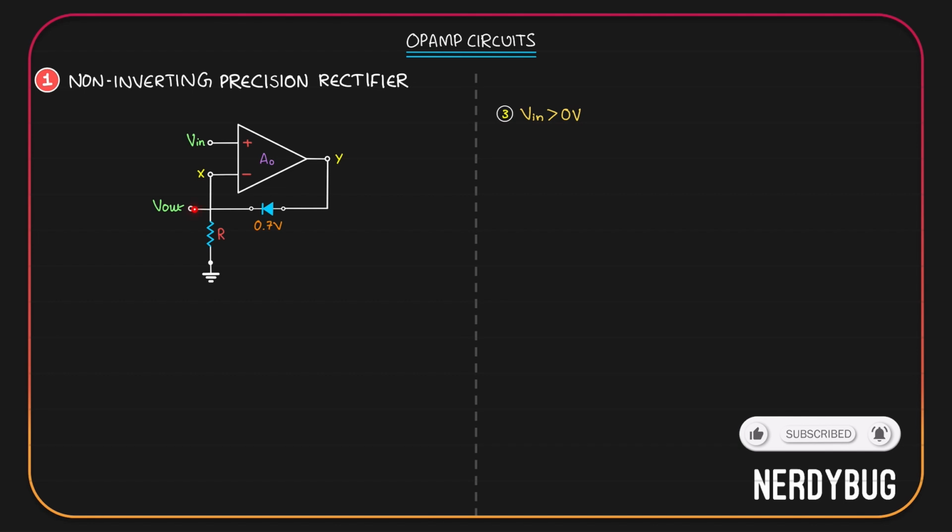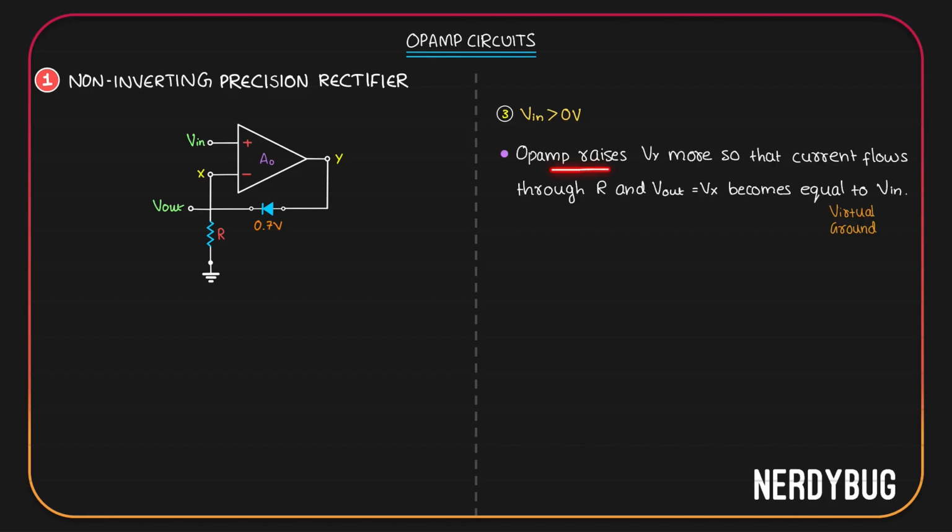And that is exactly what Vx is. So if potential across R becomes V in, V out becomes V in, Vx becomes V in, Vx becomes equal to the potential over here and virtual ground condition is satisfied. Ultimately, that is what the op-amp wants. Let's write this down. Op-amp raises Vy more so that the current flows through R and Vout, which is equal to Vx, becomes finally equal to V in. Virtual ground condition is satisfied.